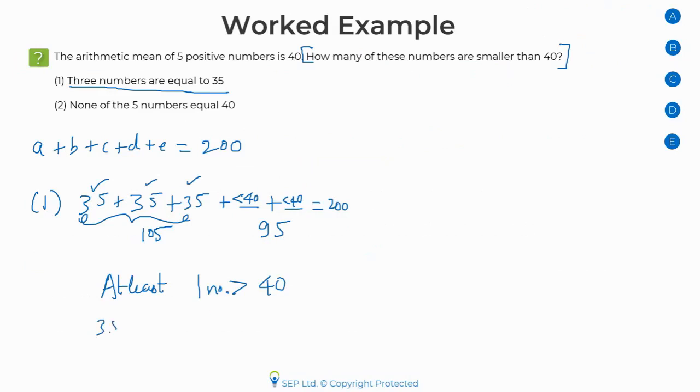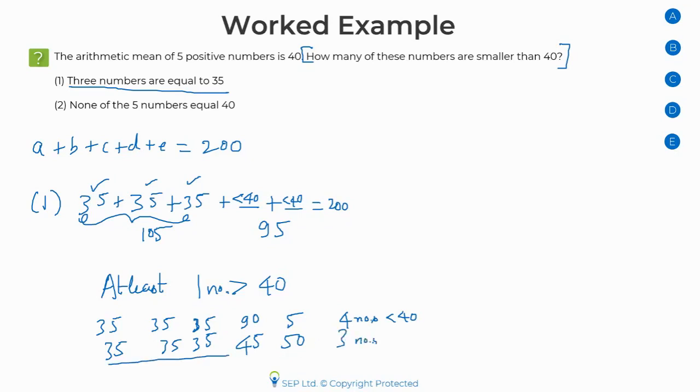So for example, 35, 35, 35, 90 and 5. Is this a case? Yes, it is. How many numbers less than 40? 4 numbers. Now 35, 35, 35, 45, 50. Is this a case? Yes, it is. How many numbers less than 40? Just the 3 numbers.